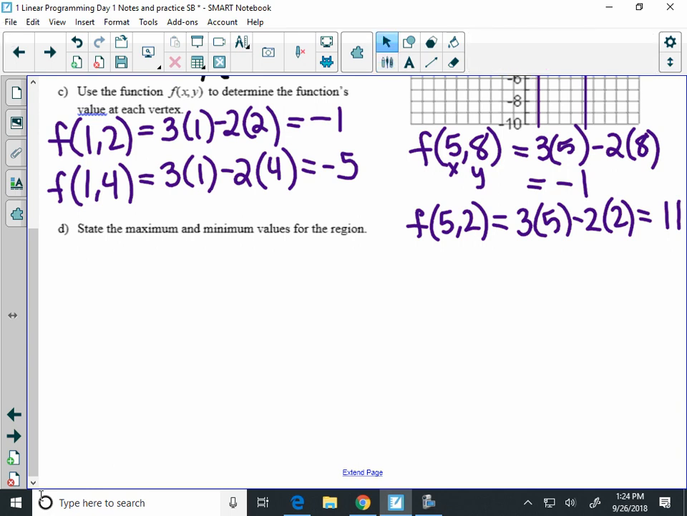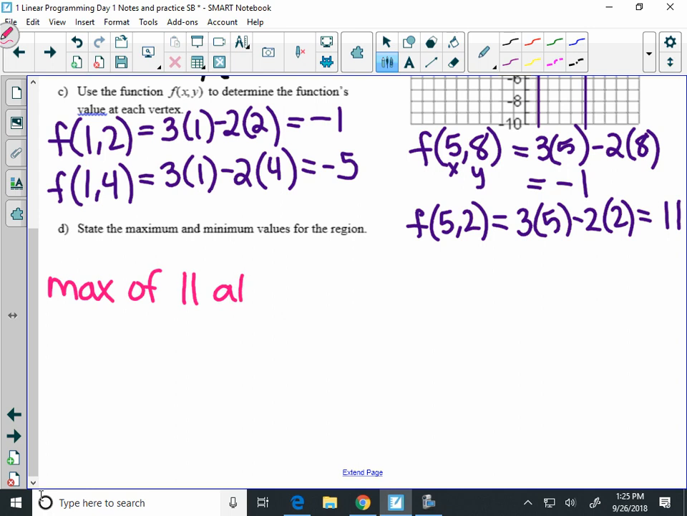So now I just look at my outputs. Which one is the largest? Where's my maximum? Max of 11. What ordered pair does that happen at? 5, 2. Right, so again, we will put that in context tomorrow, but for today, that's good. And what's your minimum value? Negative 5. Did you get negative 5? 3 minus 8. Oh, yeah. Negative 5 at the ordered pair 1, 4.